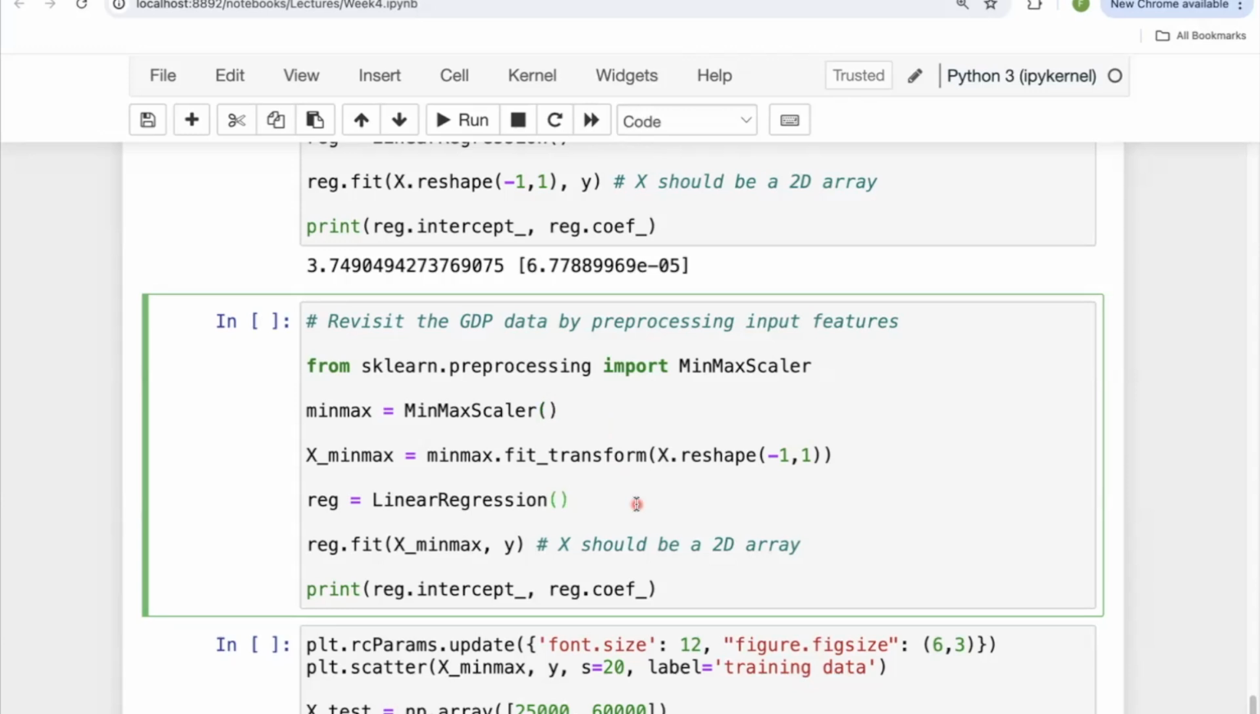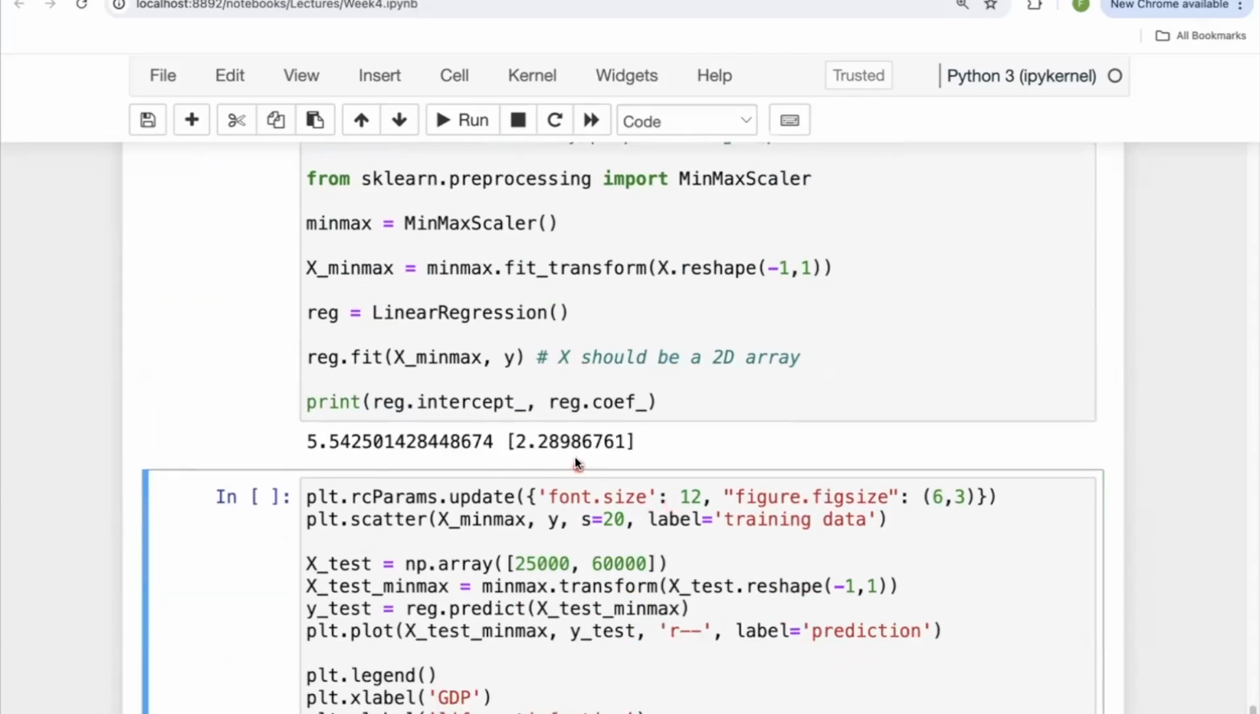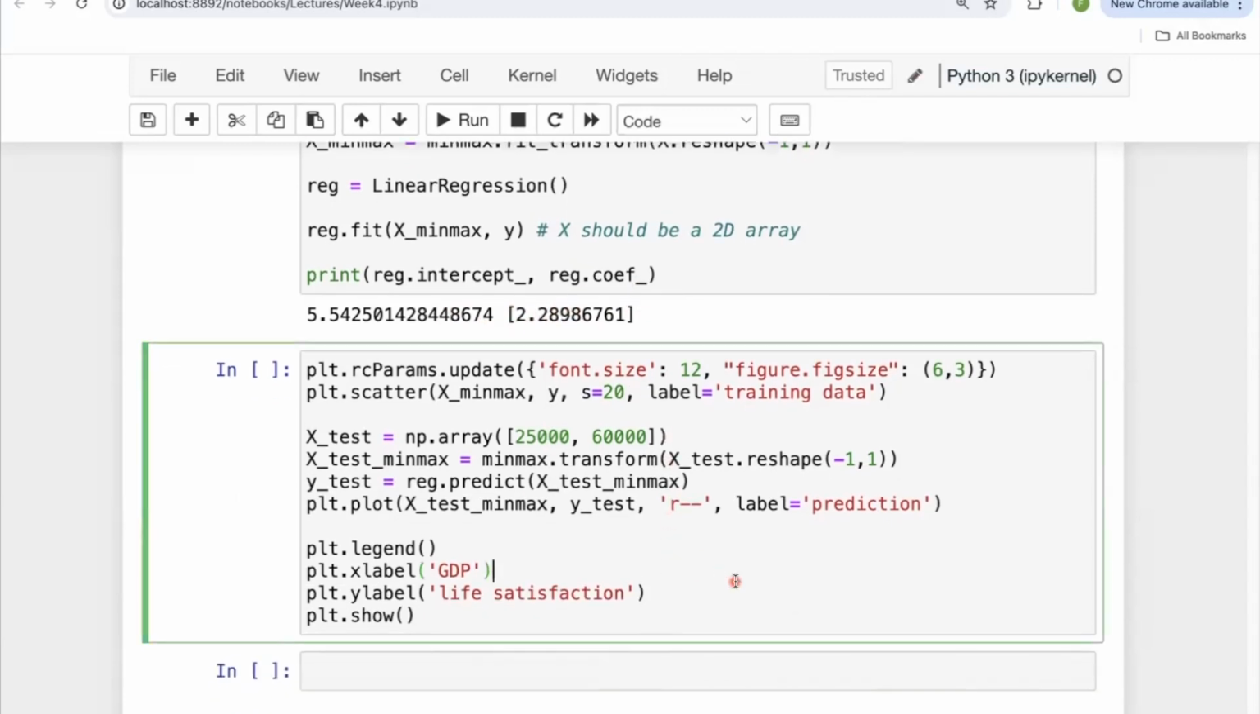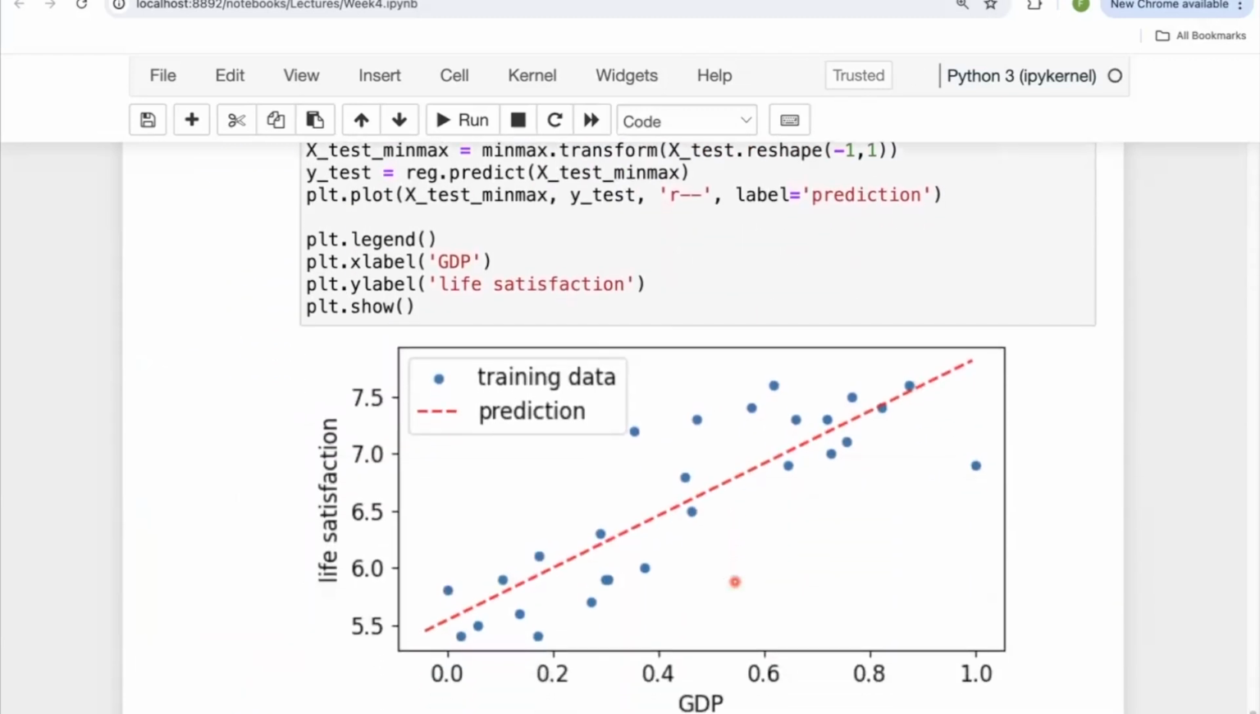And then use this fit_transform. And now you provide this x_min_max to your problem. And you can see that now we get a different value for the coefficient, which is in the same order as the intercept. And if we run this, you can see that we get exactly the same model, except the fact that now on the x-axis, we have everything from 0 to 1. So that might be a little bit easier to understand because we have the min and max values. And it doesn't matter what exactly these values are, but we know that 0 is the smallest GDP, 1 is the maximum GDP.